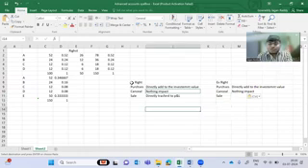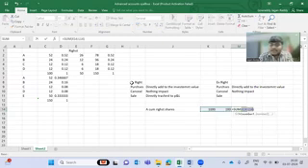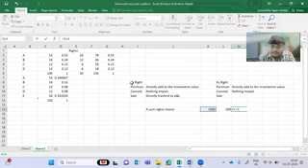A has purchased cum-right shares: 1000 shares at 100 rupees. What is the investment value? The investment value will be 1 lakh rupees.